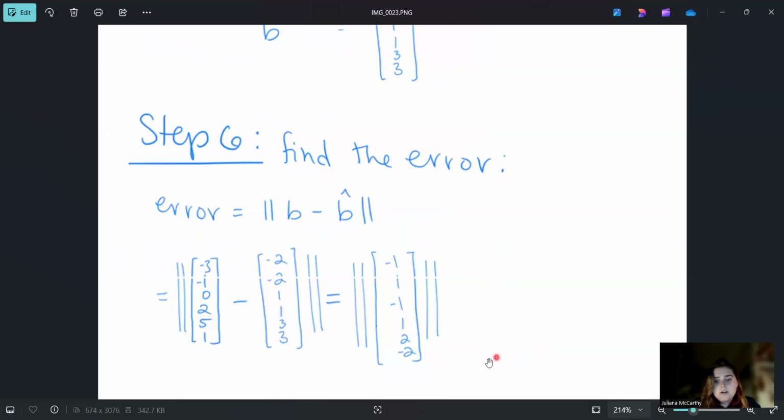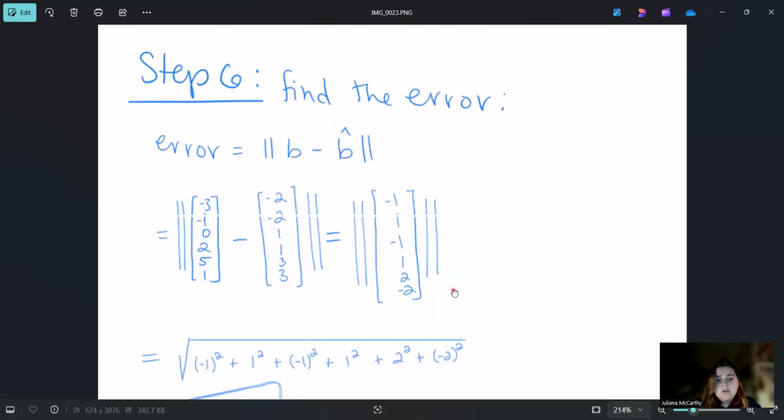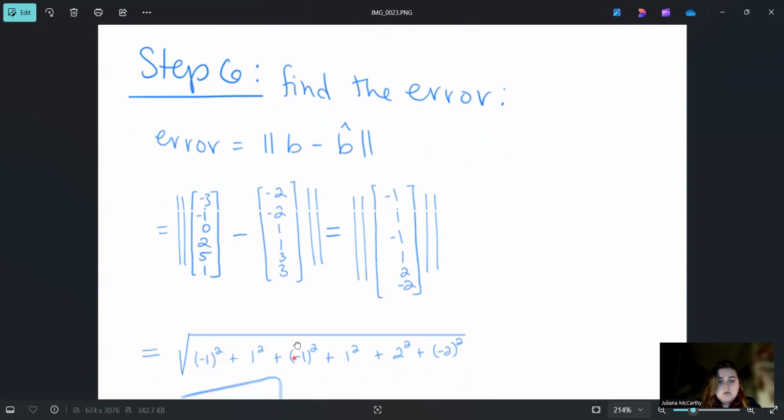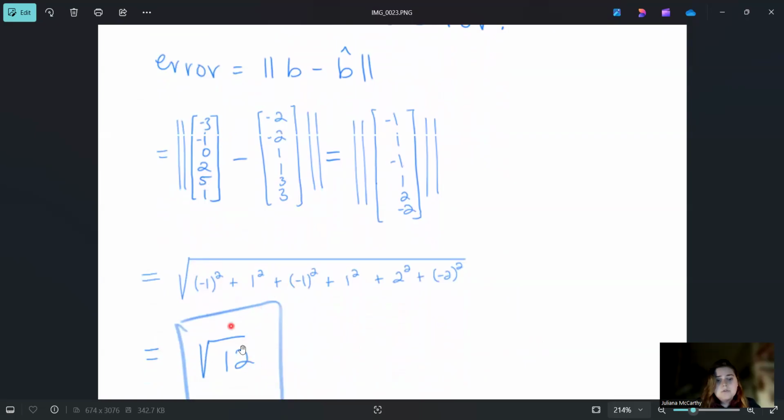And so now we want to find the length of that. To do that, we square each of these values, add them all together, and take the square root. So -1 squared plus 1 squared plus -1 squared plus 1 squared plus 2 squared plus -2 squared, and then the square root of the whole thing, we're going to get the square root of 12. So this is our error from our x to our x hat.